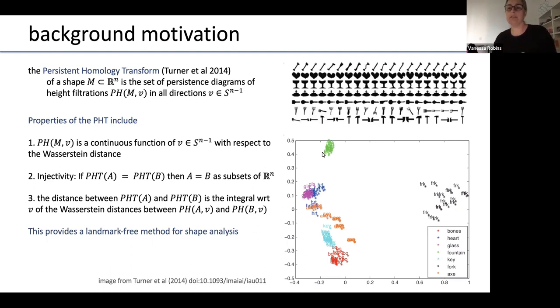And so the little picture over here is taken from Kate's paper, and it shows that the Wasserstein distance between these 2D shapes allows us to perform clustering. So this is an MDS projection of all the pairwise distances between these little pictures up the top. And what I wanted to point out here is that the bones are very tightly clustered, right? The bones down here are in red, and the fountains are quite tightly clustered up here in green. And that's because they all have a similar alignment.